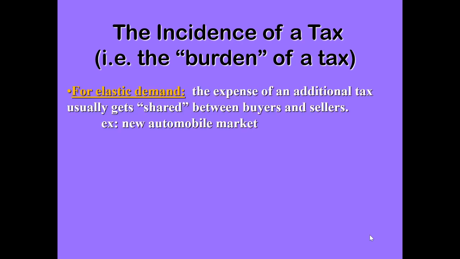The burden of a tax is somewhat determined by the elasticity of demand for different kinds of products. If you have an item that has an elastic demand, you can expect the burden of a new tax to be shared between the buyer and the seller. That means that you'll see a little bit eaten by the seller of a new car, and then some of that paid by the buyer of a new car, right?